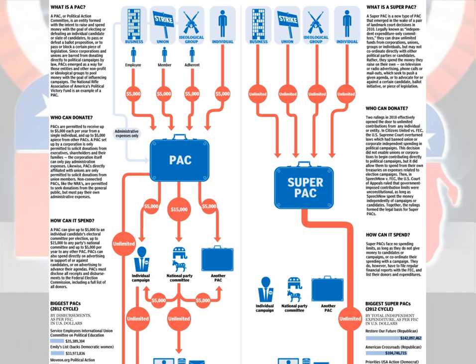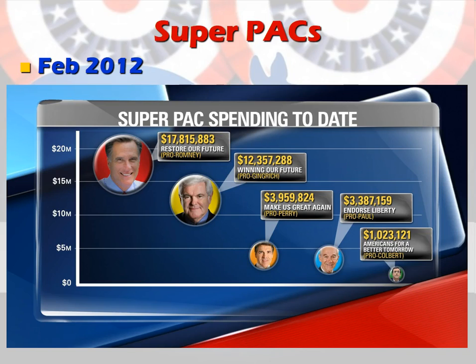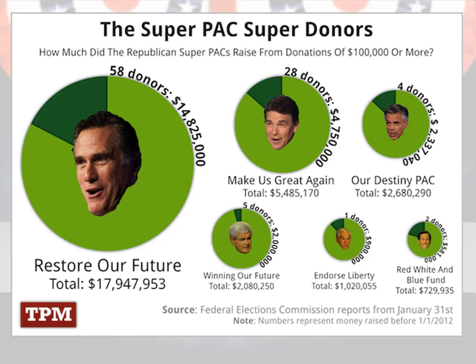If you want to pause this and take a look at where money comes from and where money goes, this is how PACs and super PACs work. So when it comes to super PAC spending, how much money is out there? Well, a pro-Romney super PAC raised over $17 million during the election. Pro-Gingrich over $12 million. Pro-Perry almost $4 million, and you get the idea.